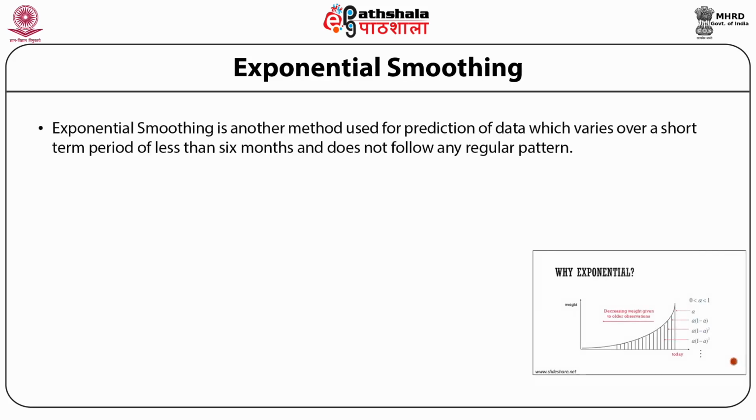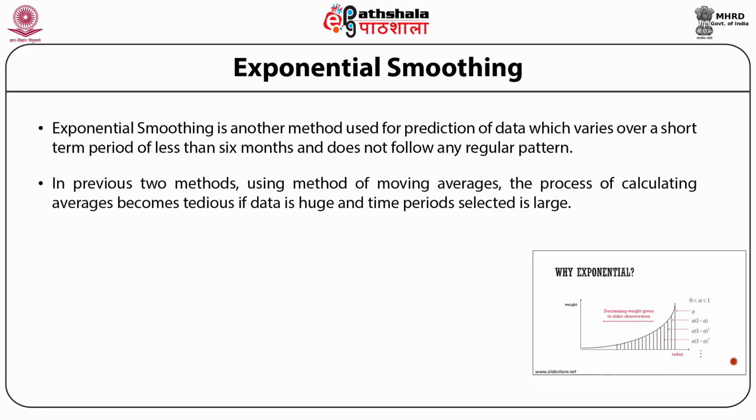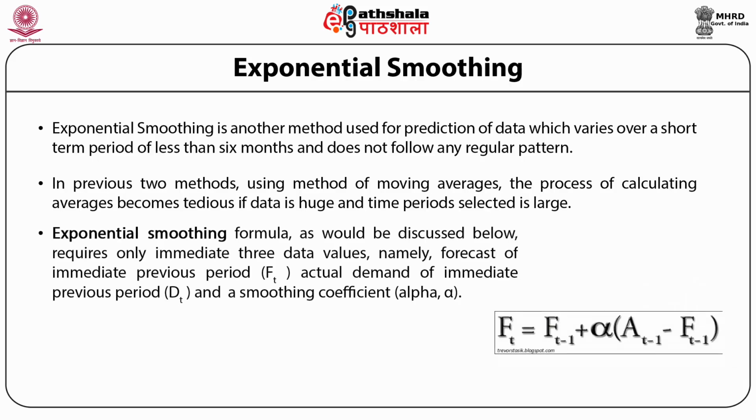Exponential smoothing is another method used for prediction of data which varies over a short-term period of less than 6 months and does not follow any regular pattern. In the previous two methods, that is simple moving average and weighted moving average, the process of calculating averages becomes tedious if data is huge and the time period selected is also large. The exponential smoothing formula, as would be discussed below, requires only three immediate data values, namely the forecast and actual demand of the immediate previous period and a smoothing coefficient.